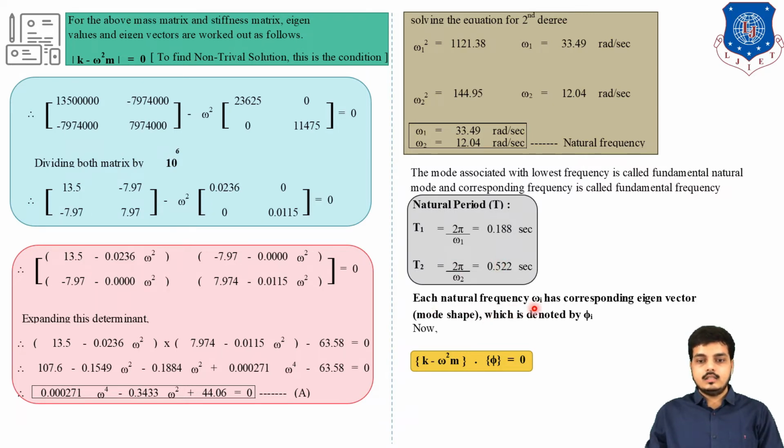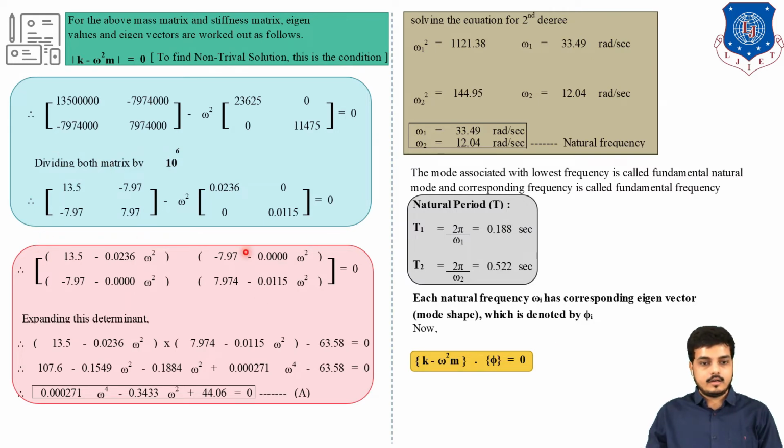Now each natural frequency omega i, say omega 1 or omega 2, has a corresponding eigenvector, which is known as mode shape. Now we will find the mode shapes, or the behavior or deflection of our structure, which is denoted by phi i. This phi i can be found by multiplying with this equation, our old equation, k minus omega square into m into phi. Earlier we had the k and m values. Now we got the value of omega also. So with the help of this we can find our mode shapes, or eigenvector phi.